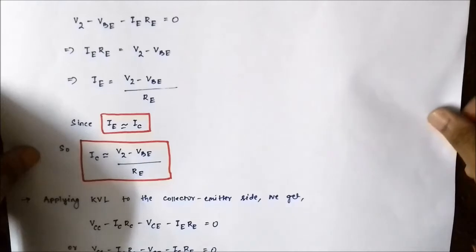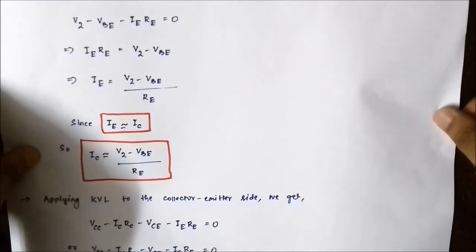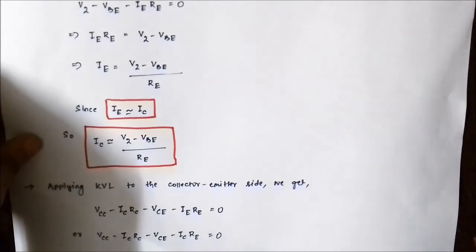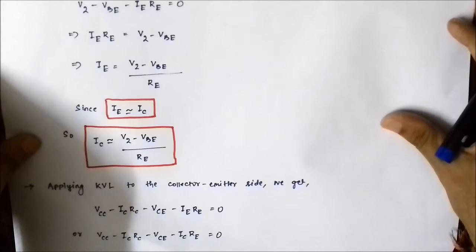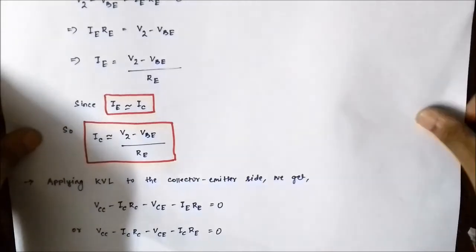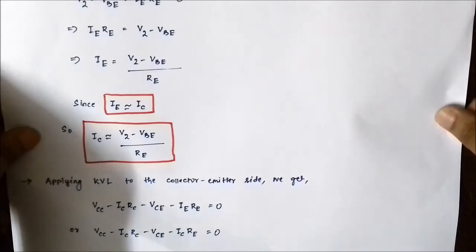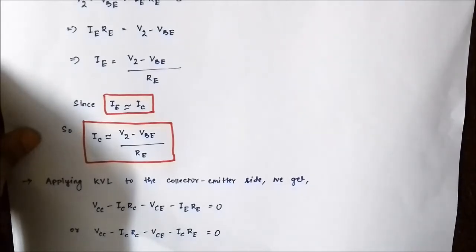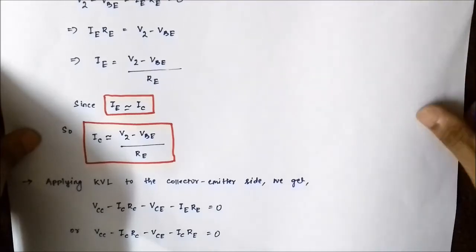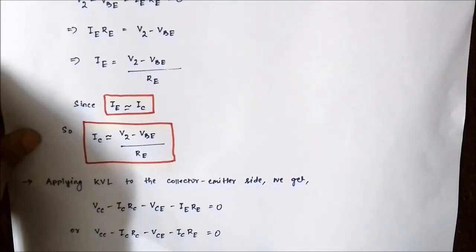We know that the emitter current is almost the same as the collector current in a bipolar junction transistor. So by that we can write that the collector current is nearly equal to (V2 minus VBE) by RE. Okay, so we got the value of collector current, which is the output current for the common emitter BJT configuration. Now we have to find out the collector emitter voltage.